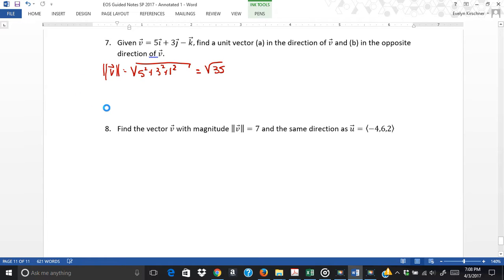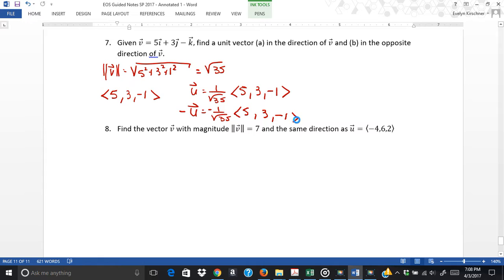So v is 5, 3, negative 1. So my unit vector is going to be 1 over radical 35 times 5, 3, and negative 1. And actually, the unit vector in the opposite direction is just, remember, opposite direction is just times negative 1. So it's going to be negative 1 over radical 35 times 5, 3, negative 1. And we could also rationalize the denominator.